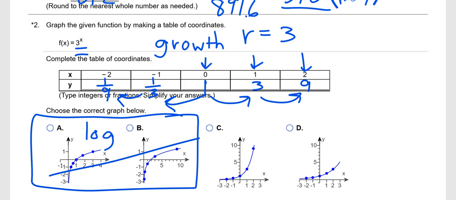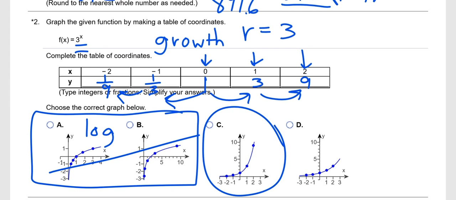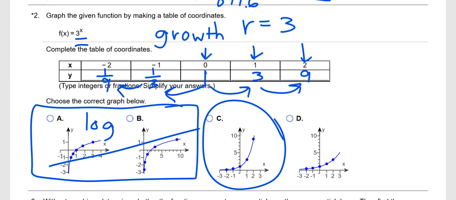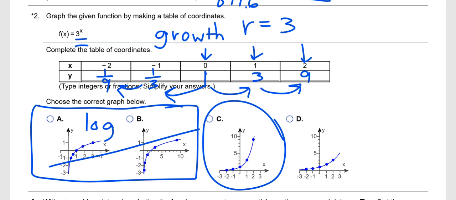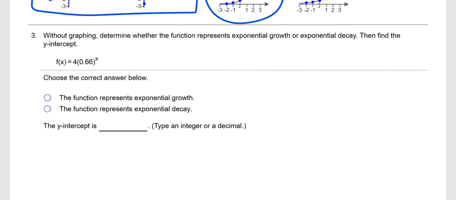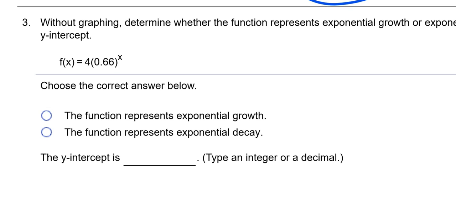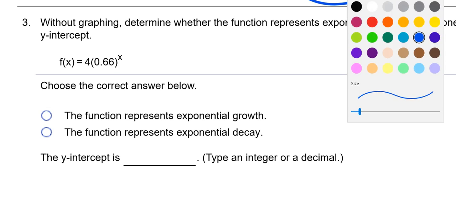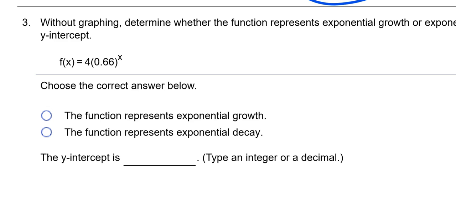Okay, so these are definitely not the ones we were looking for. Which one of those, C or D, looks like it's growing by 3? D is growing, but it's not growing enough. Okay, C is growing a lot faster. It's C. So these are not the graphs. Okay, so what is this?